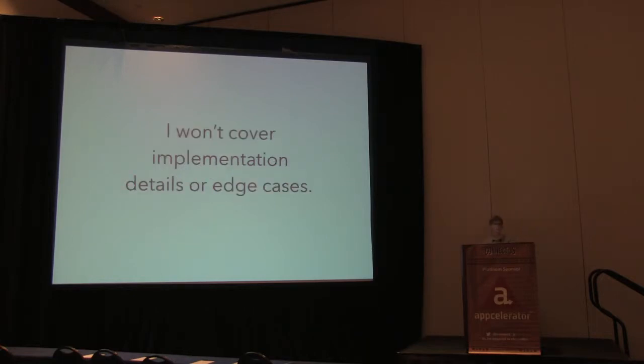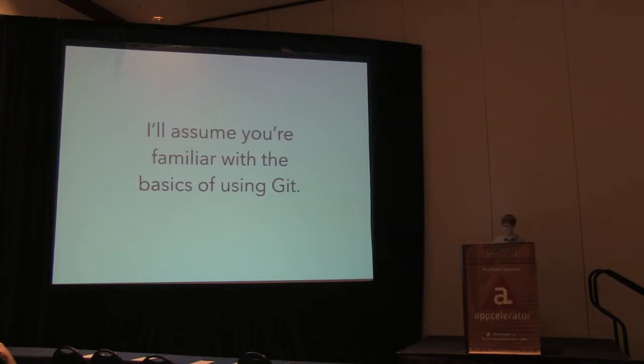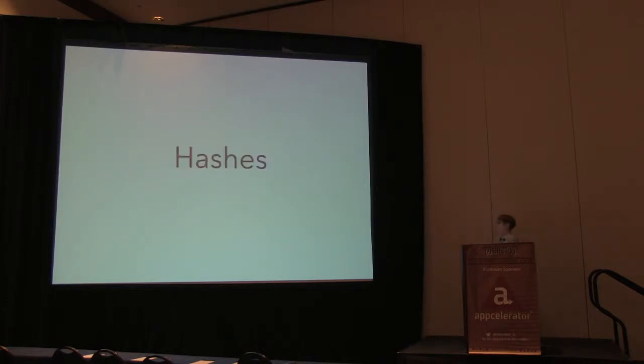And I'm not going to cover implementation details. I think that'll be for a future talk, or edge cases. We're just going to look at the common commands that you run using Git every day and how they work under the hood. And I'll assume that you're familiar with the basics of using Git, so committing, branching, pushing, and pulling, but only in the sense that you've ever used those. So let's get started. Let's talk about hashes.